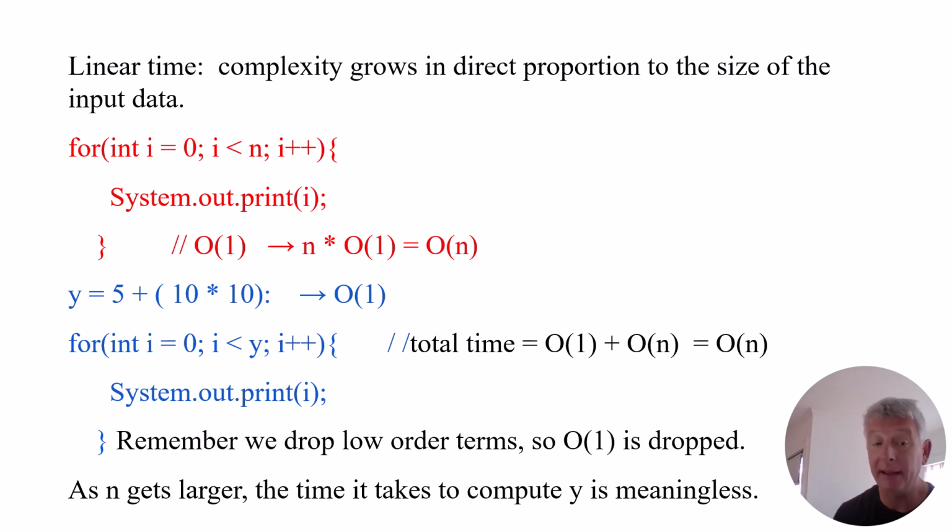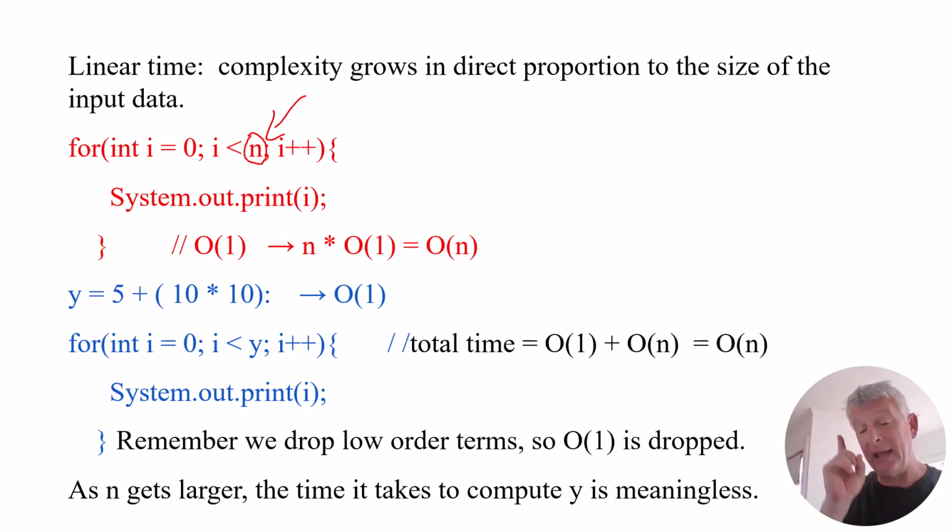Okay? Linear time. Time complexity grows in direct proportion to the size of input data n. So let's look at this. This is a for loop. We know what a for loop is. A loop is going to run as long as we tell it to run. Here, it is dependent on this value. So if n is 1, it runs 1 time. Not a very good for loop. If n is 10, it runs 10 times. If n is 1 billion, it runs 1 billion times.